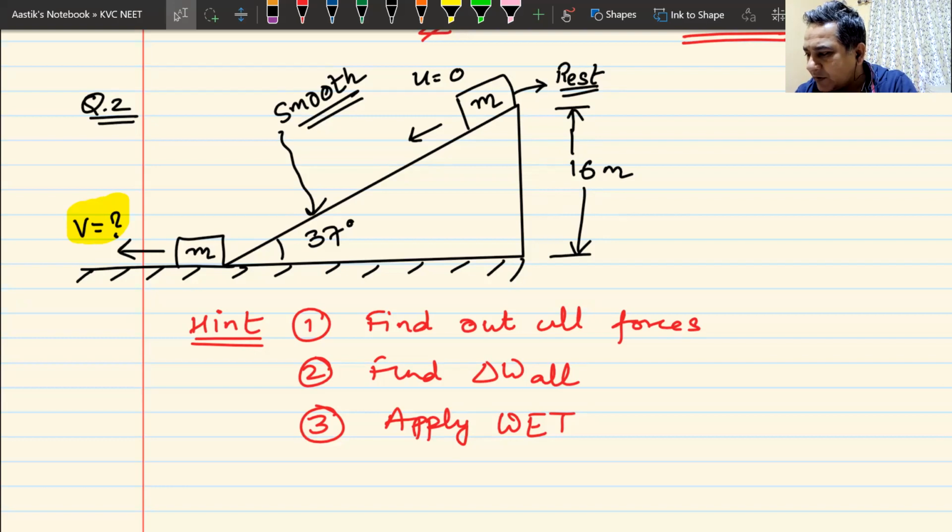Let's have a quick recap of what we had done in yesterday's class. In yesterday's class, we had done something known as the work energy theorem. What was this work energy theorem? Anyone? Work energy theorem or work kinetic energy theorem? Anyone remembers it? We had solved some questions on the same as well.